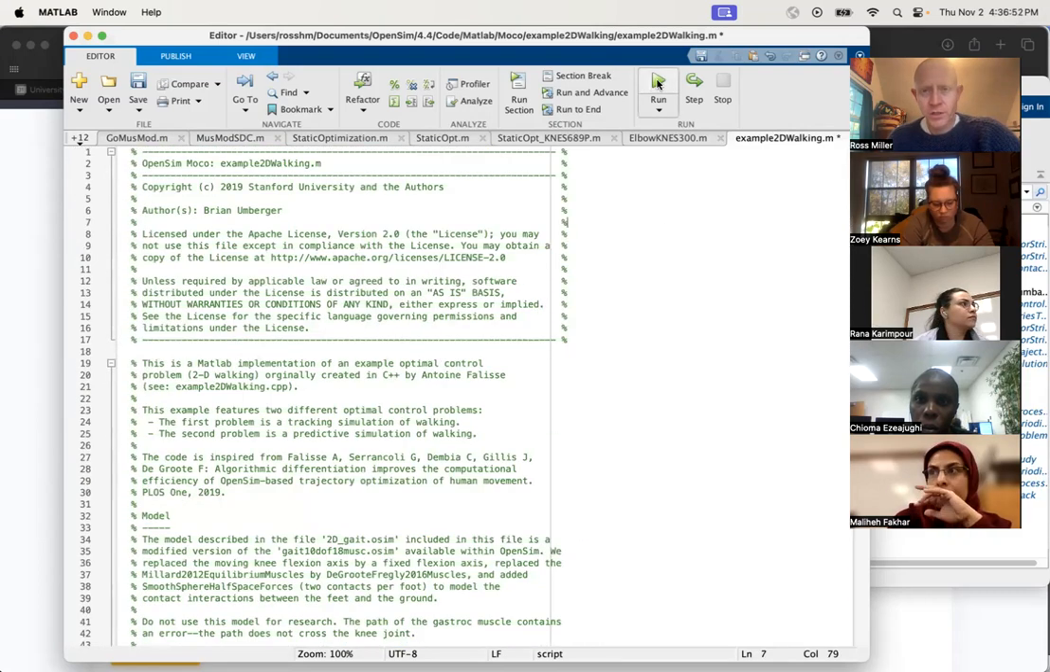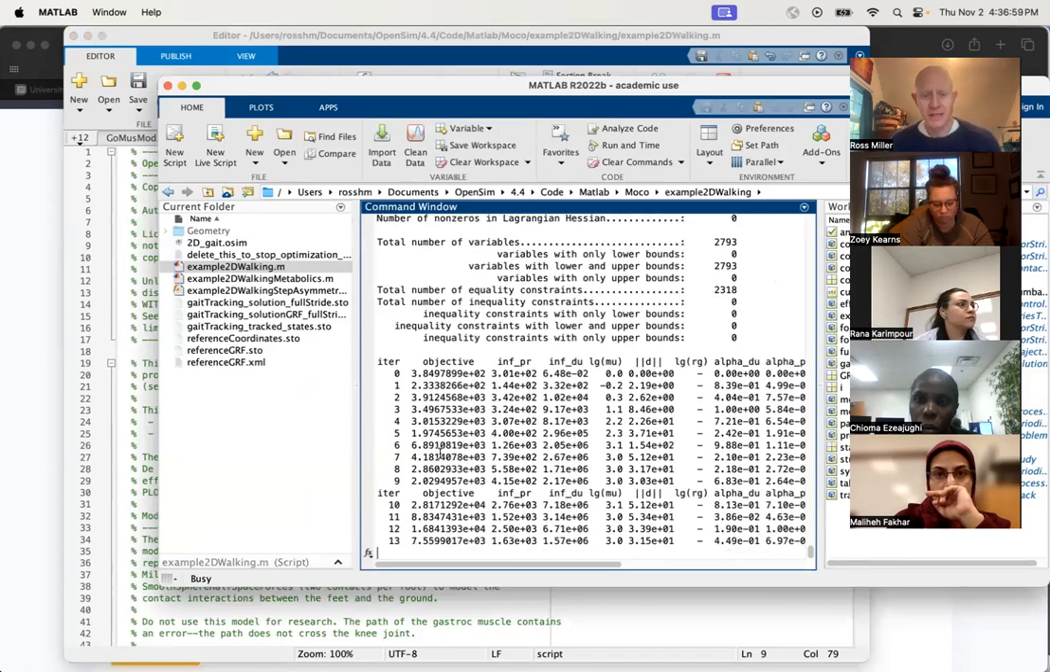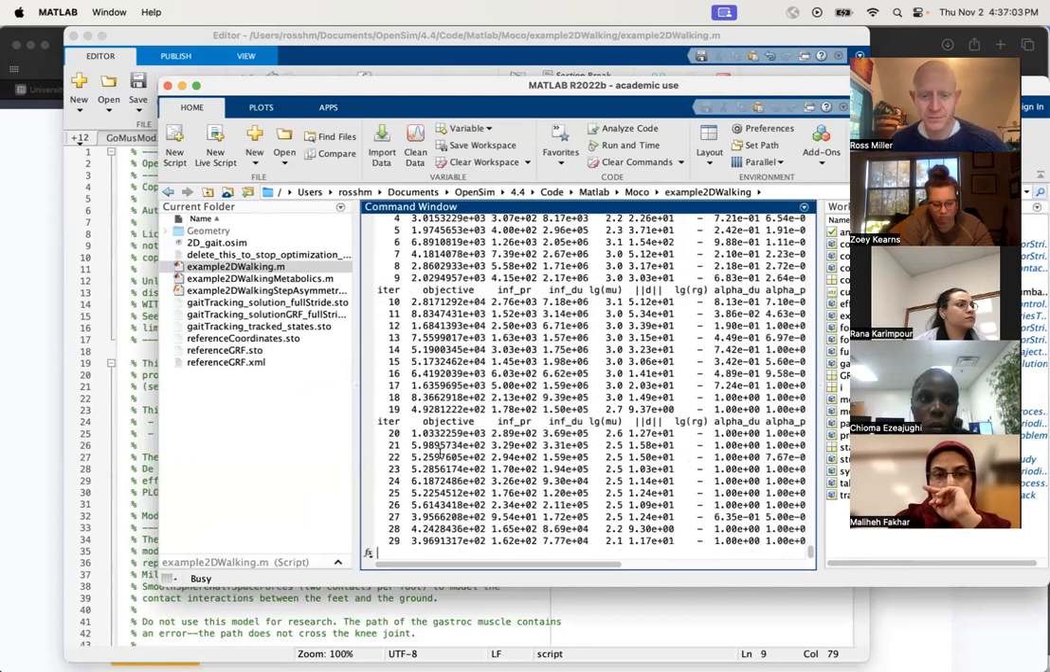And then run the code. And we can observe what's going on here. And let's just have it finish, and then I'll explain what it was doing when it finishes here.